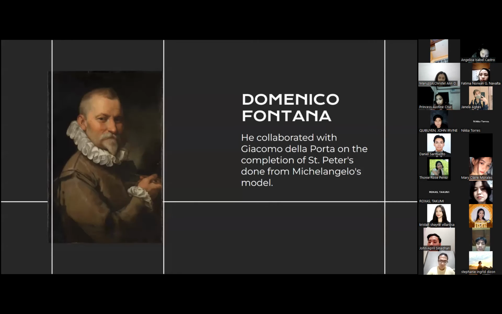Next is Domenico Fontana. Si Fontana po ay kilala po sa pag-relocate ng obelisk. As what I have said earlier po, nakapag-collaborate po siya kay Giacomo della Porta para po sa completion ng St. Peter's Dome. In 1588 po, nanalo po siya sa competition para ma-move po yung Vatican obelisk at kinailangan po ito ng madaming workers as well as horses para po ma-relocate yung obelisk.